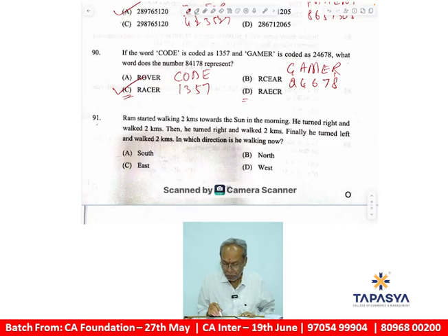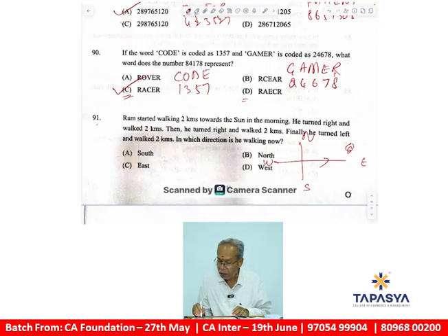Then question number 91. Ram started walking 2 kilometers towards the sun. Towards the sun means the sun will be at the east, so that is an indirect hint that he is moving towards the east side. 2 kilometers he moved. Is it clear? And he, towards the east side, turned right and walked 2 kilometers. Then he turned right, means he turned to the left, 2 kilometers. Then he turned 2 kilometers.